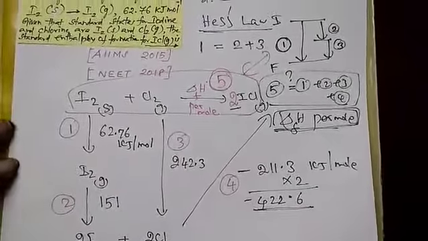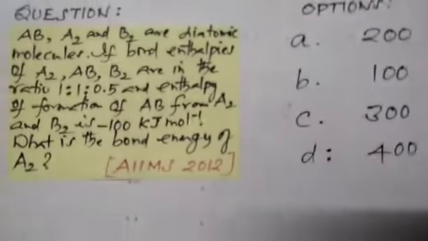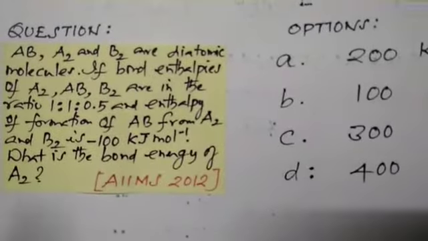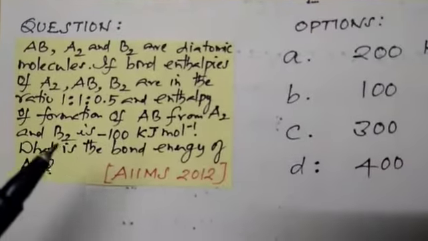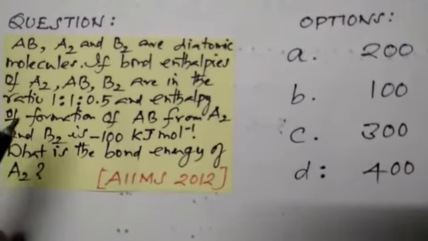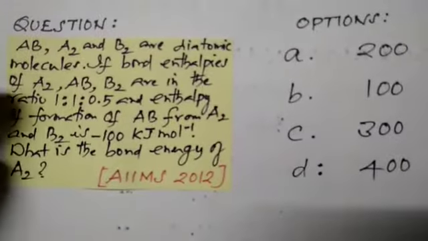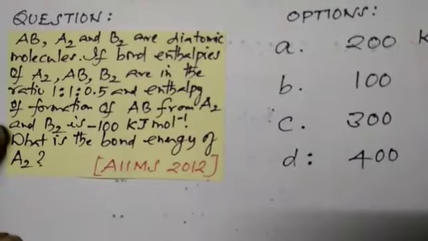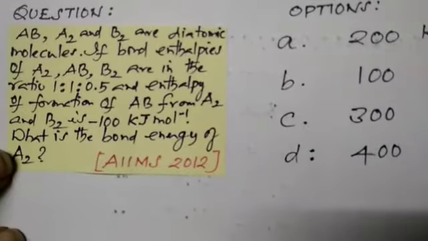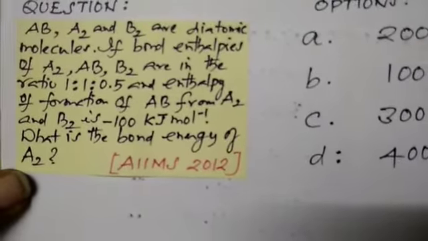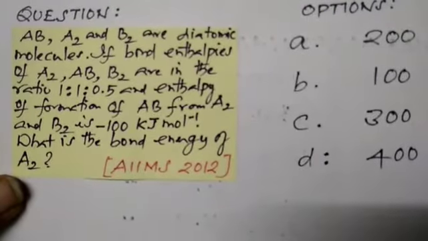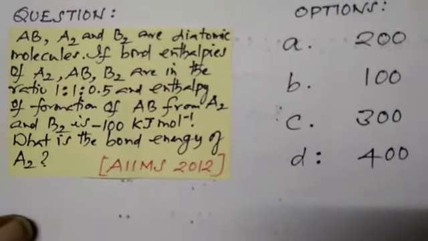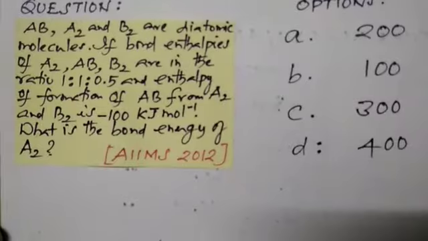Okay, let us go to the next question. A2 and B2 are diatomic molecules. If the bond enthalpies of A2, AB and B2 are in the ratio of 1:1:0.5, and the enthalpy of formation of AB from A2 and B2 is minus 100 kJ per mole, what is the bond energy of A2?